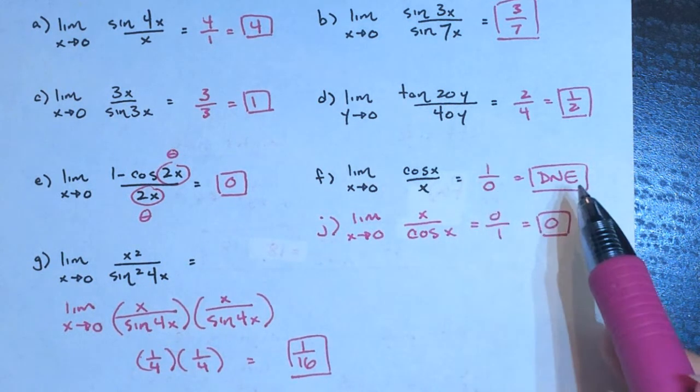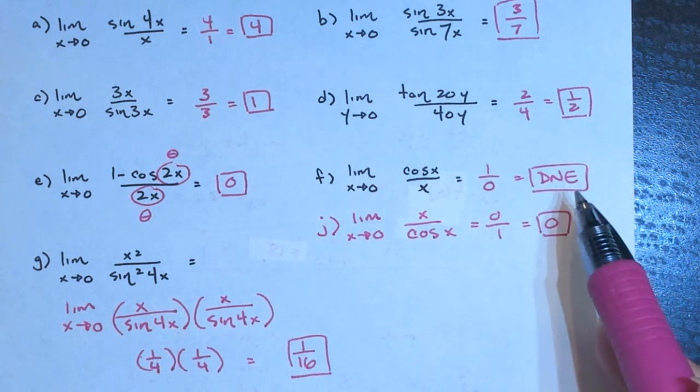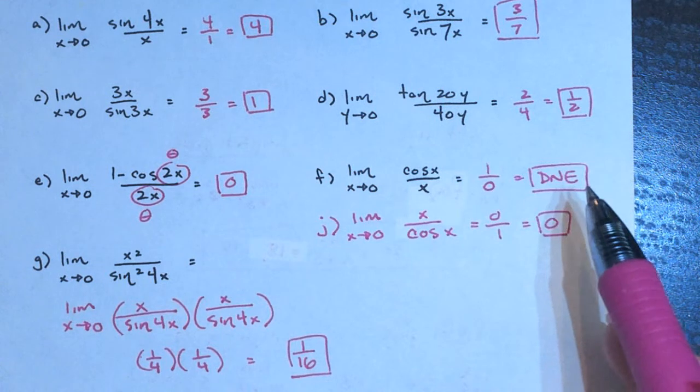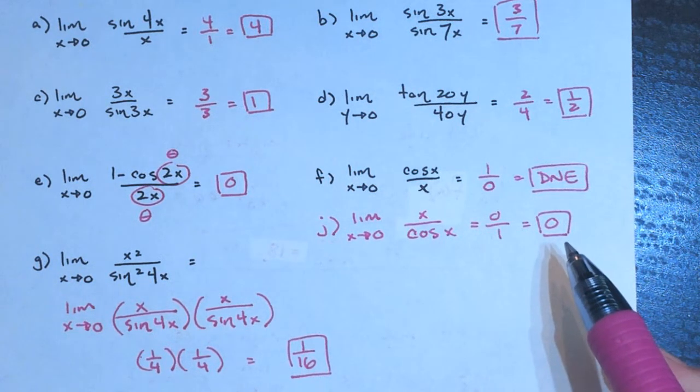So 1 over 0 doesn't exist. 0 over 0 would be a special rule, but 1 over 0 does not exist. And then 0 over 1, 0 divided by 1 is 0.